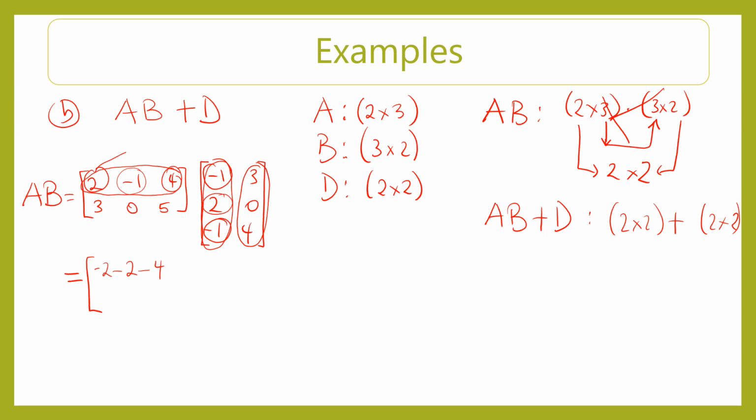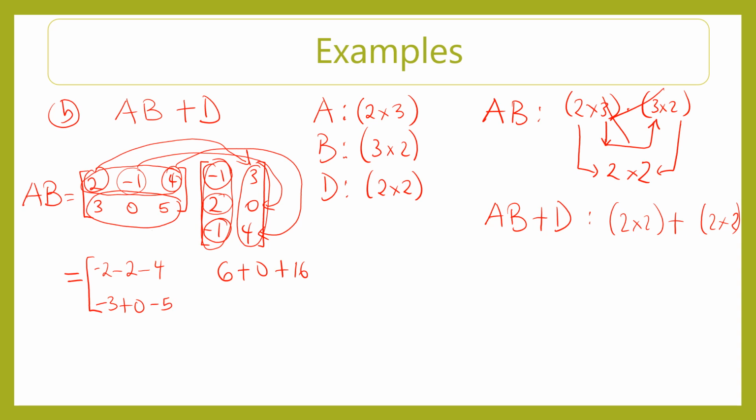So again, we'll have 2 times 3, giving us 6, minus 1 times 0, that is 0, then 4 times 4, that is 16. We are done with row 1. We go to row 2 and we do exactly the same thing. So that would be 3 times minus 1, that is minus 3. 0 times 2, that is plus 0. Then 5 times minus 1, that is minus 5.